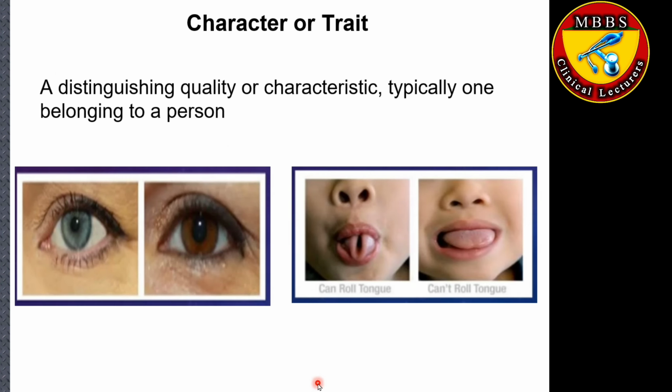Now, as I said, a character or trait is a distinguishing quality or characteristic, typically one belonging to a person. So you can see here that an individual having a blue eye is a character, or a brown eye is a different trait. Or a person can roll the tongue or another can't roll the tongue. So this is a character or a trait.